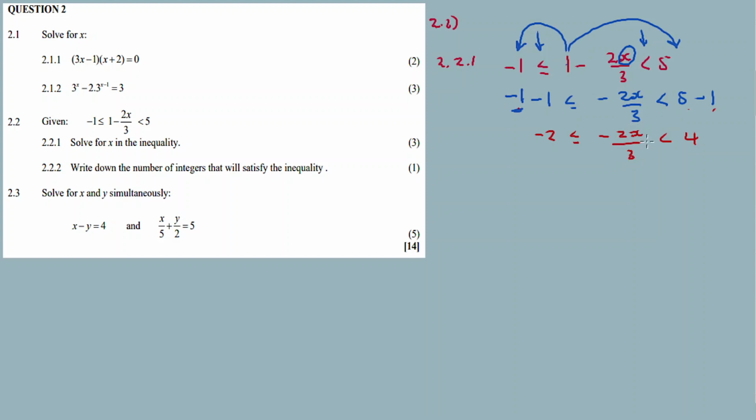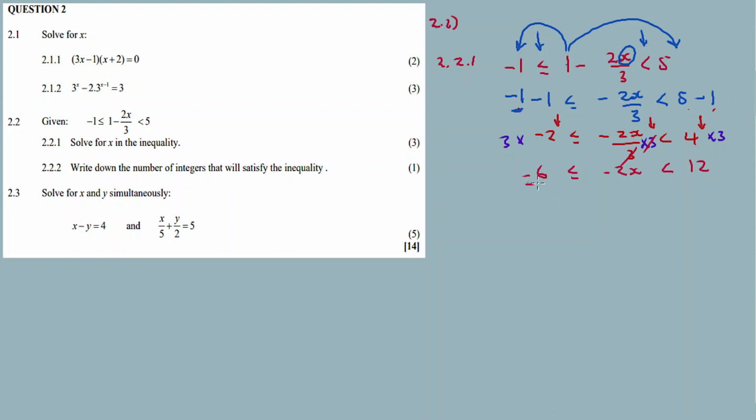So I need to multiply on this side by 3, and multiply on this side by 3, and multiply on this side by 3. Why? I want to remove the 3 or solve for the fraction. So that becomes minus 6 here, then minus 2x, the 3s cancel, and then it becomes 12 here.